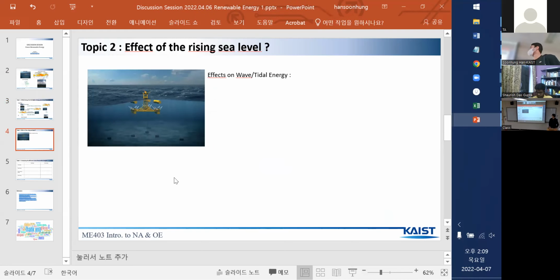So the second topic is, as you know, the sea level is rising. Do you think it has an effect or not on the wave or tidal energy? And if it has, what kind of effect?